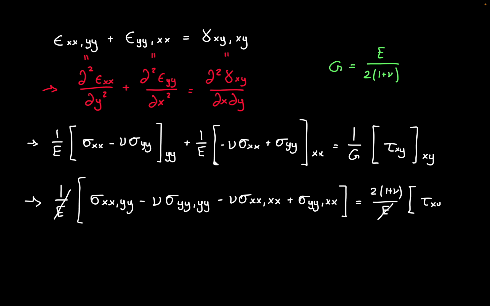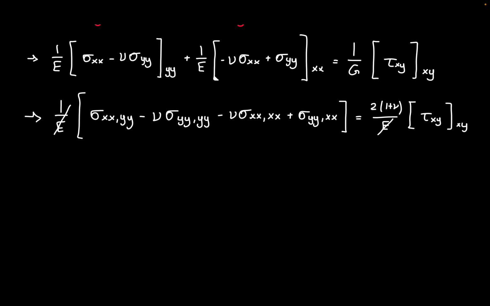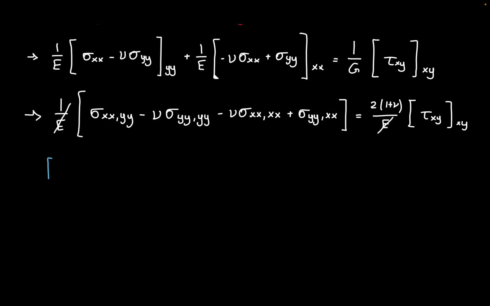And then we'll have tau xy, xy. And we'll leave that one just for a moment. The reason we'll do that is because we can write out some compatibility relations such that the partial of sigma xx with respect to x plus the partial of tau xy with respect to y should be equal to 0.